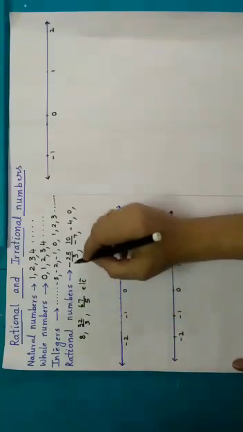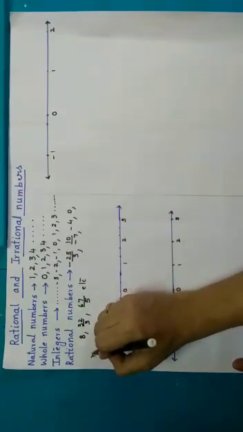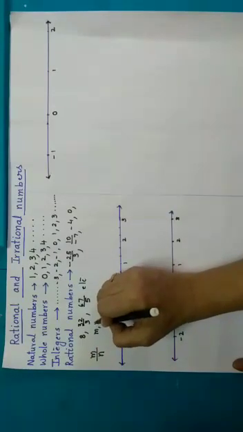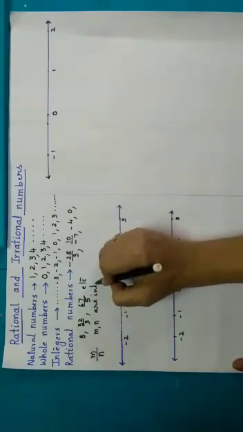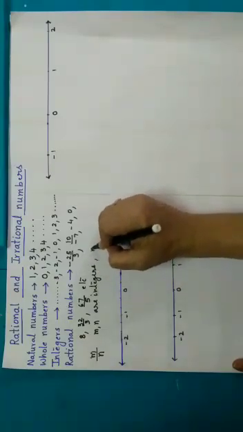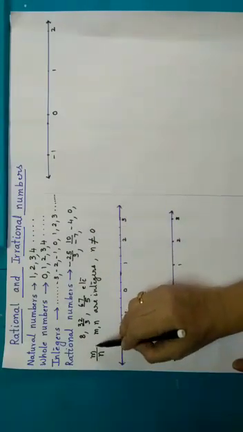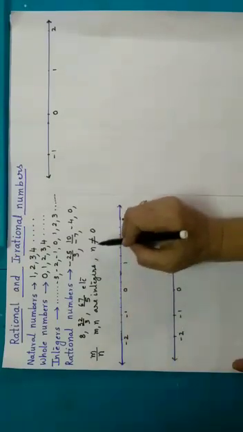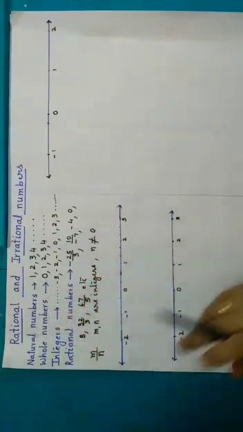Then what are rational numbers? The numbers which are in the form of m/n, where m and n are integers and n is not equal to 0. If a number is in the form of m/n, where m and n are integers and n is not equal to 0, then that is called a rational number.